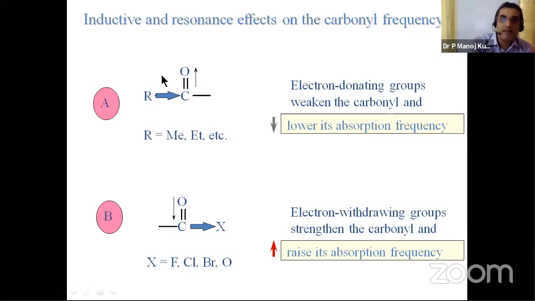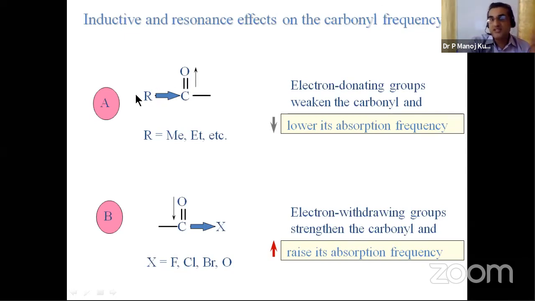Already we learned that carbon, compared with oxygen, is an electropositive element. It will try to donate the electrons to oxygen. So the bond will be polarized. Carbon will have a partial positive charge, and oxygen will have a partial negative charge. That is why you say it has a dipole moment. It will absorb IR radiation.